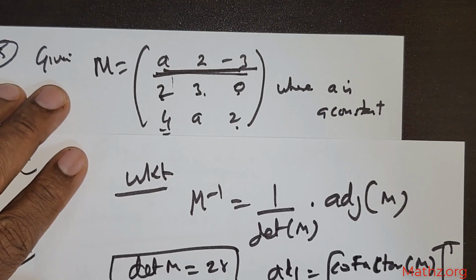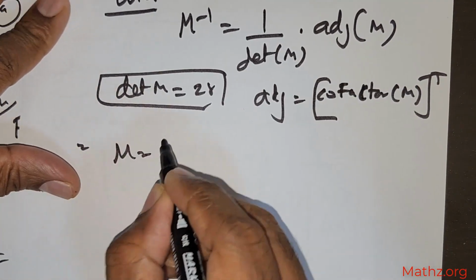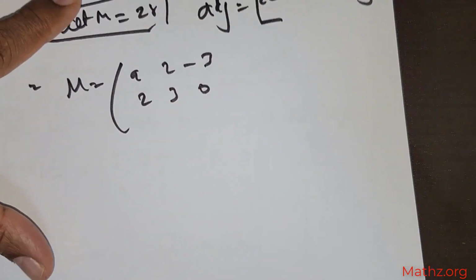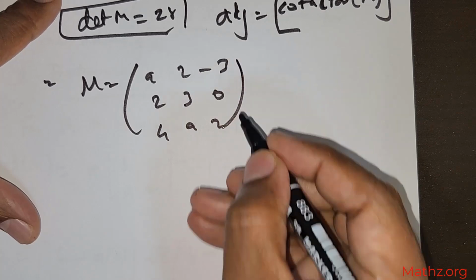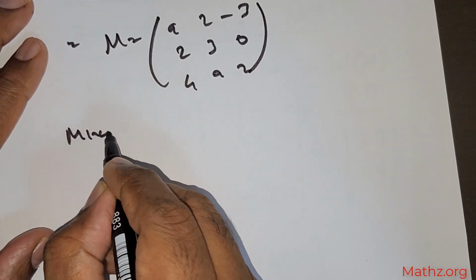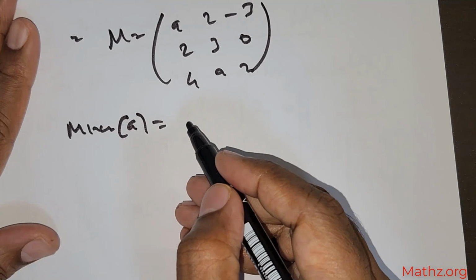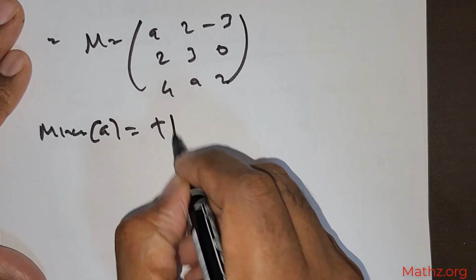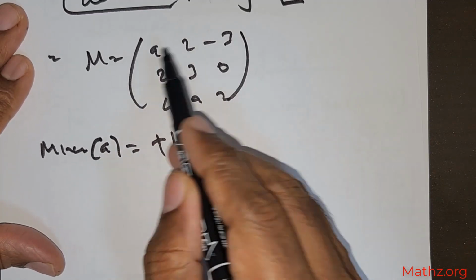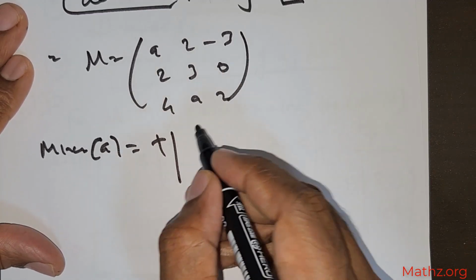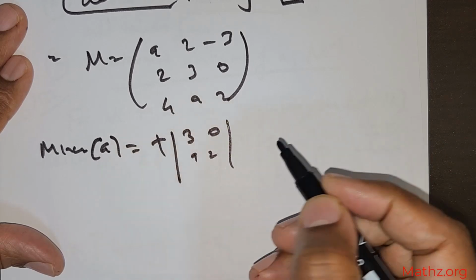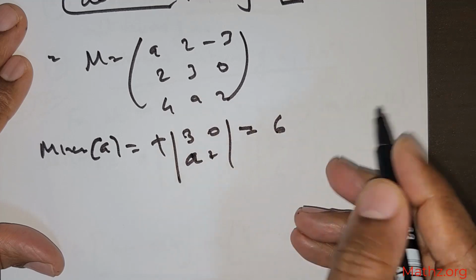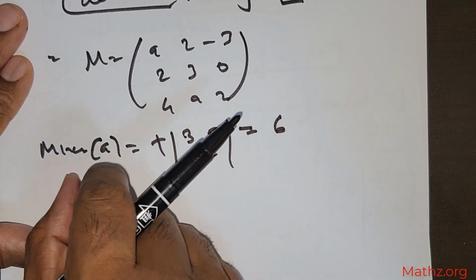So I'm going to write the matrix down. M is equal to A, 2, negative 3; 2, 3, 0; and 4, A, 2. So we write it like this. Minor of the first element A, we start with a positive sign, and we leave the row and the column. So what we got? 3, 0, A, 2. So that is going to be 2 times 3 is 6. So that's the minor of A.